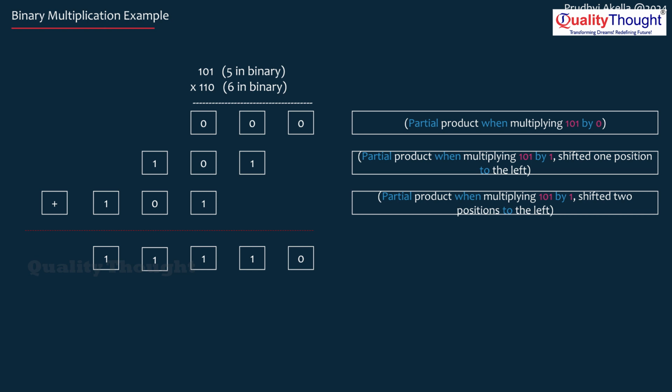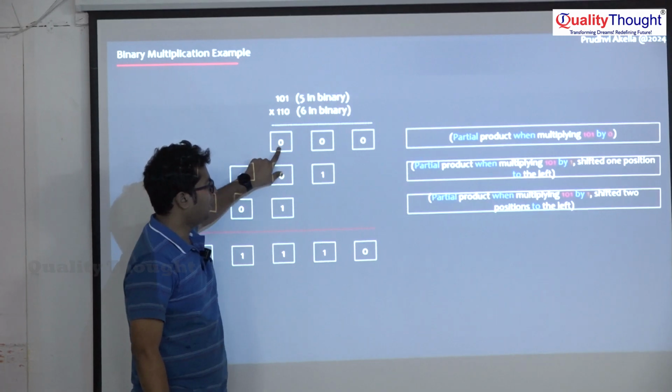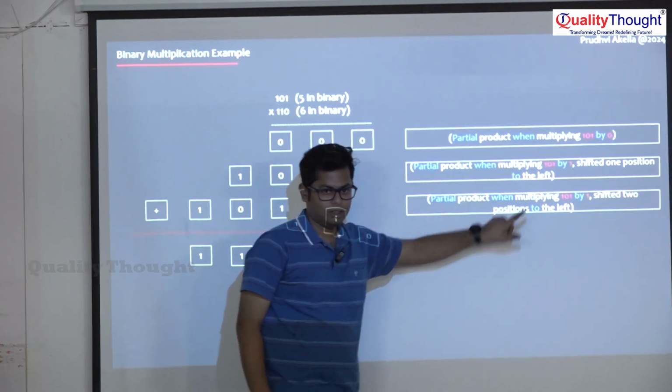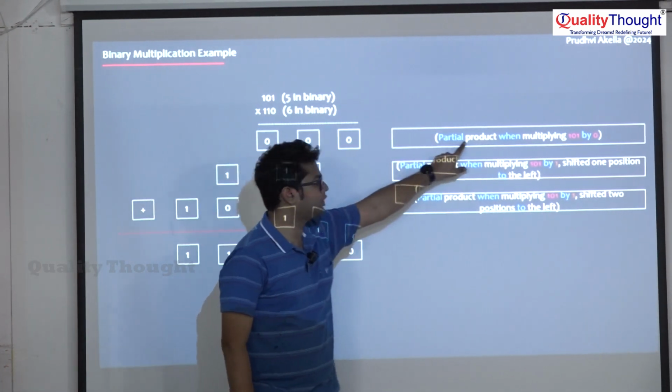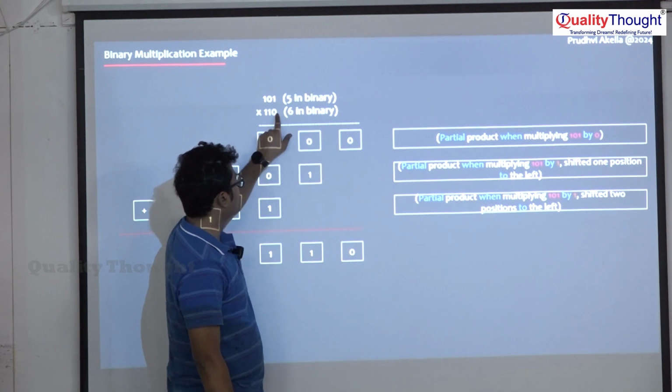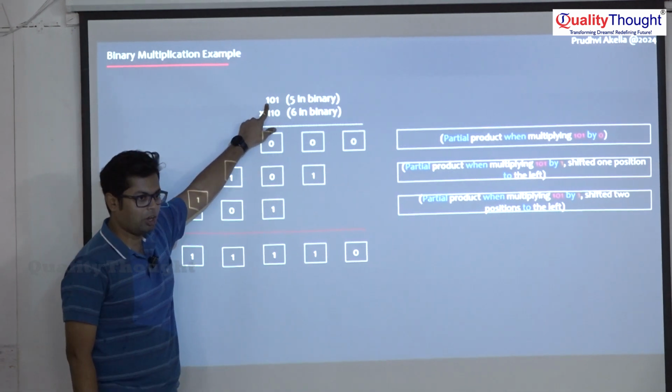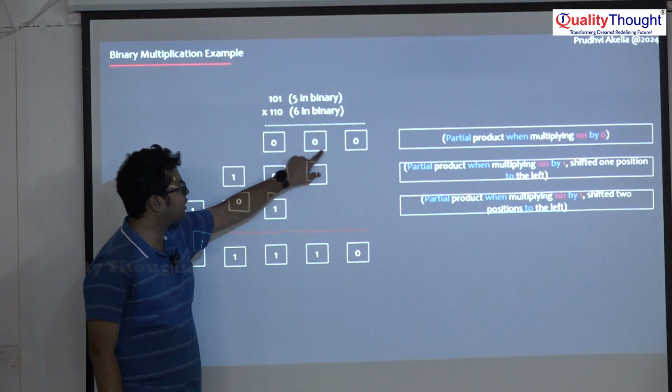Here you have to take each of these bits and multiply it with all of these. 0 into 1 is 0, 0 into 0 is 0, 0 into 1 is 0. And this is called a partial product. This is the first partial product: you have taken 0 and multiplied it with all these 3, and that gave you the partial product.